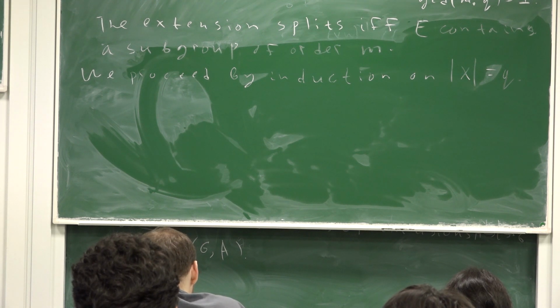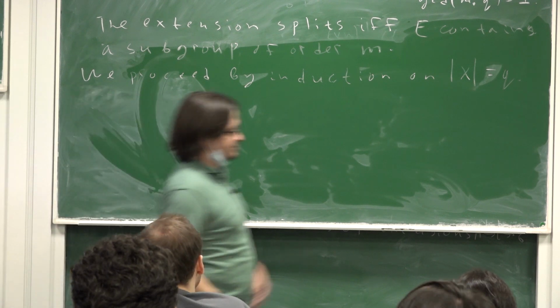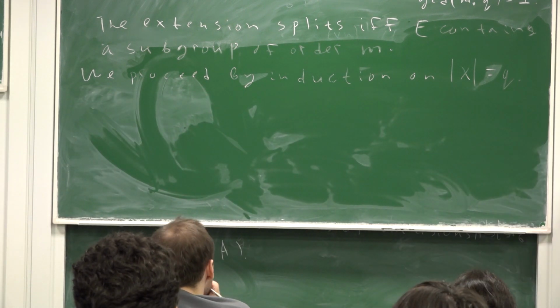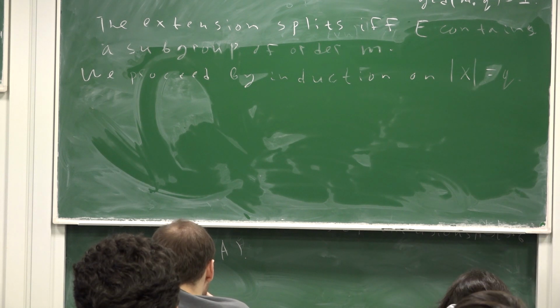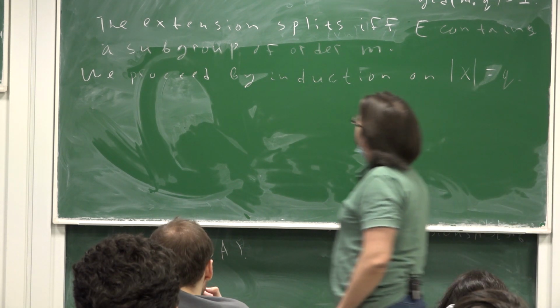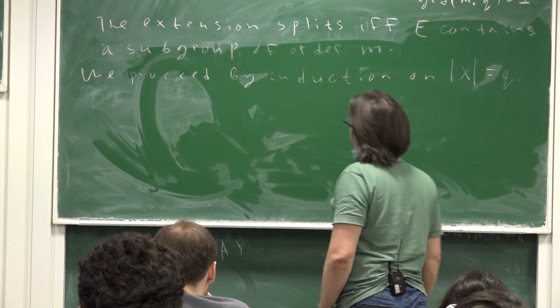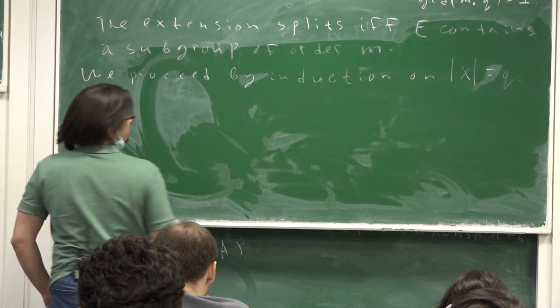So the base case is proved. First of all, the base case can be assumed to be x equals 1, but we have proved for x of prime order, we have proved for x of order p squared.